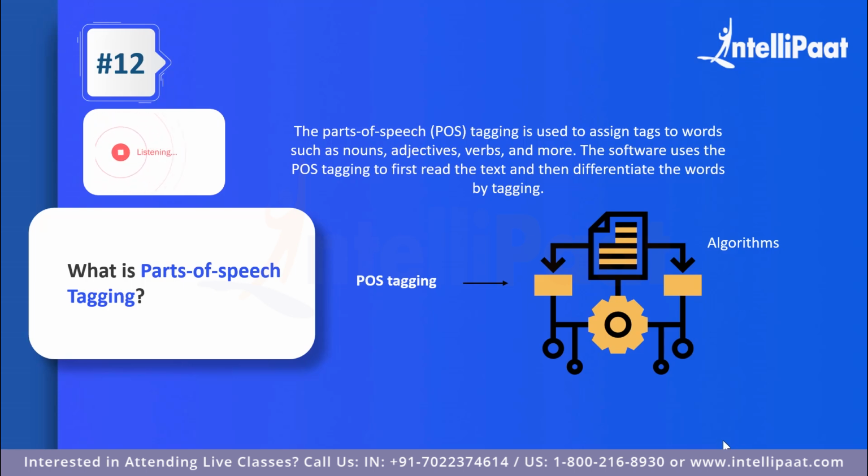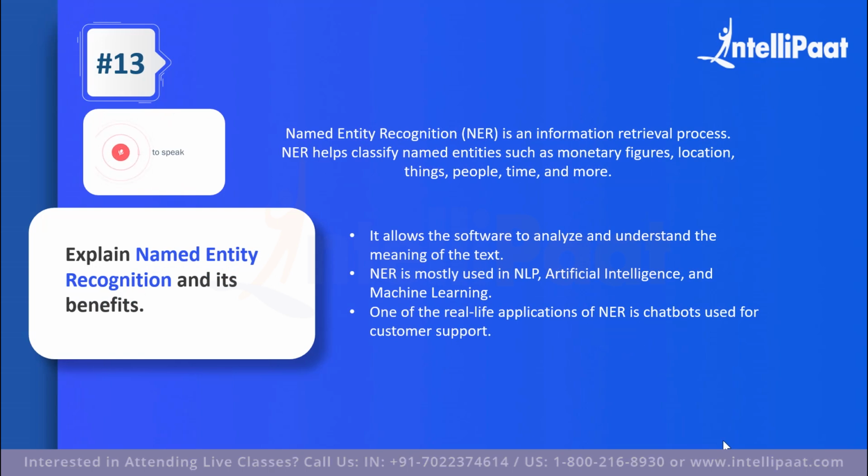Now let us move on to the next question, which is explain named entity recognition and its benefits. Named entity recognition is an information retrieval process, and NER helps classify named entities such as monetary figures, locations, things, people, time, and many more. It allows the software to analyze and understand the meaning of the text, and it is mostly used in NLP, artificial intelligence, and machine learning.